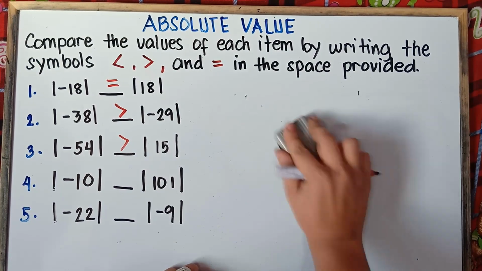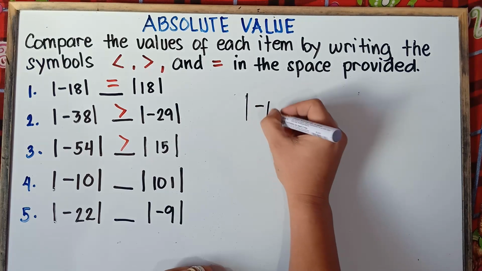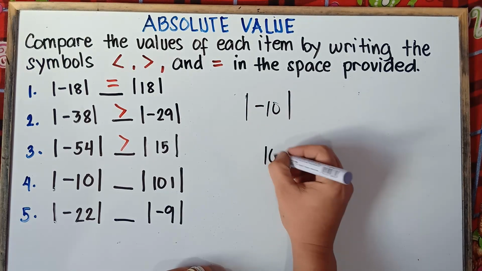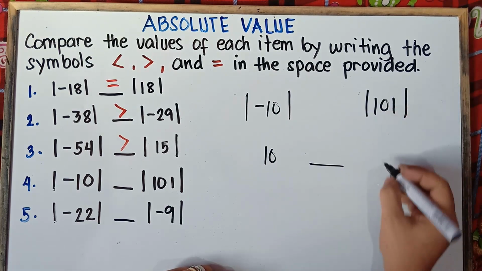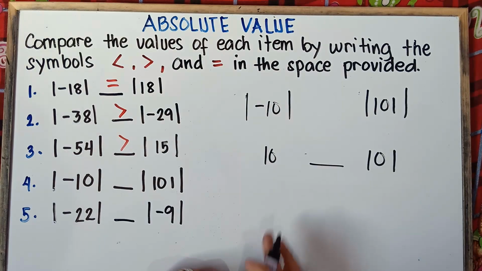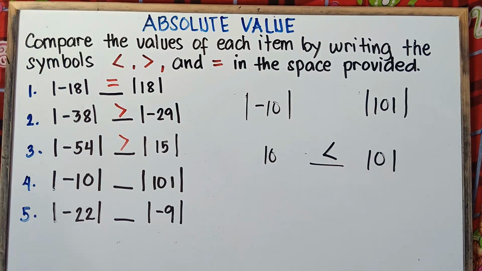For number 3. Let's have example number 4. The absolute value of negative 10, of course, that would be positive 10. And the absolute value of 101, of course, that would be 101. So therefore, 10 is less than 101. So this is less than.